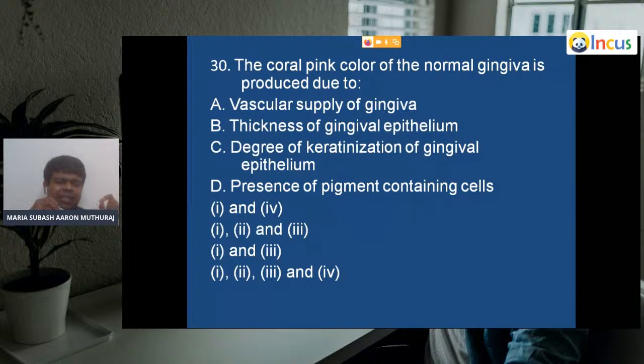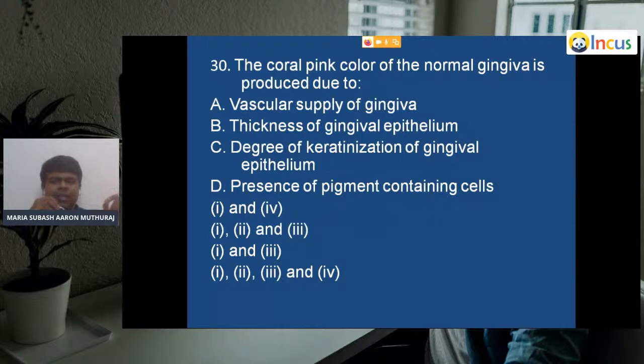There is an increase in the degree of keratinization, and the coral pink color will be seen. Whereas in the alveolar mucosa, keratinization will be less, therefore the coral pink color won't be visible in the alveolar mucosa. In the marginal gingiva and attached gingiva, the coral pink color will be present.